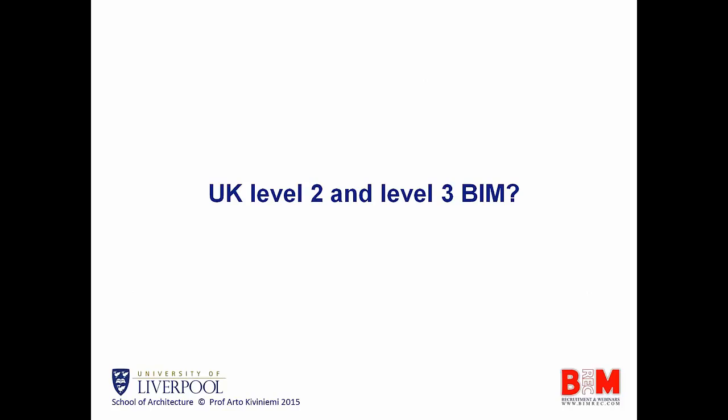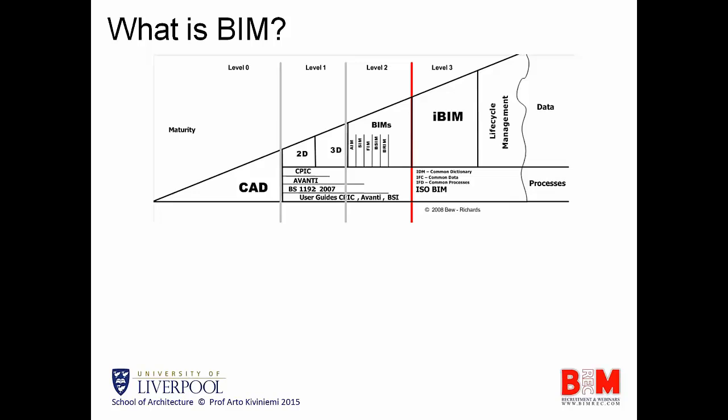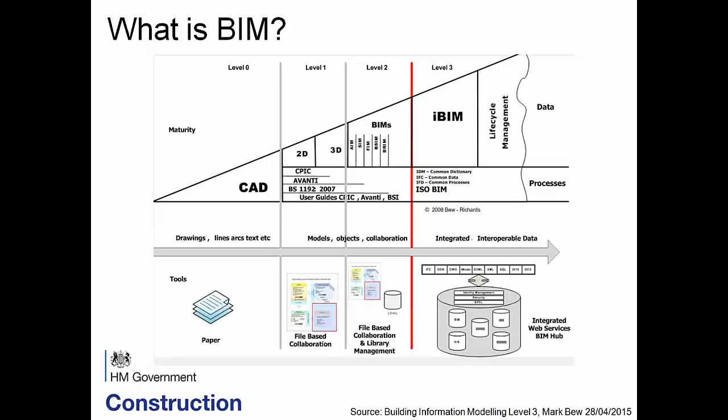Then, as promised, a little bit about the UK Level 2, Level 3 BIM, because it's closely related to the topic. You probably all have seen this image of this very famous wedge with the different levels, Level 0, Level 1, Level 2 BIM. And in the UK next year, the mandatory part will be that all public projects made for the government are required to use Level 2 BIM.